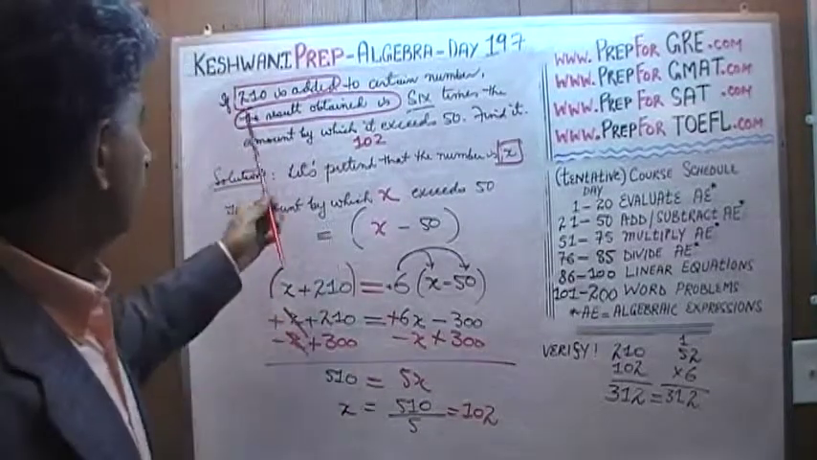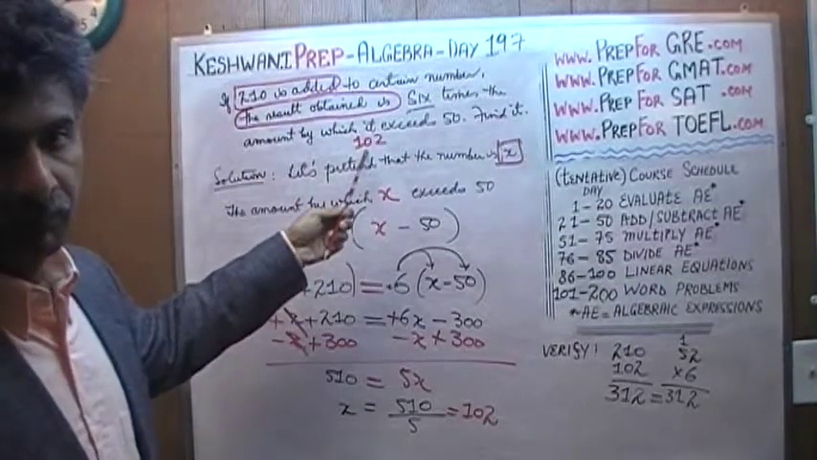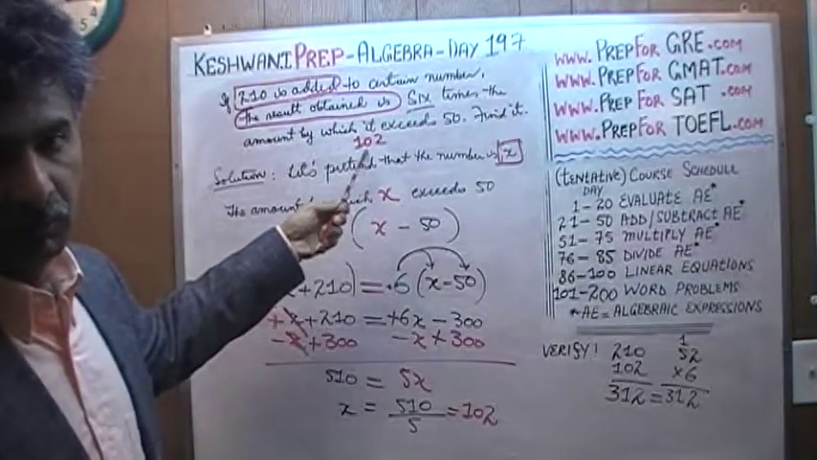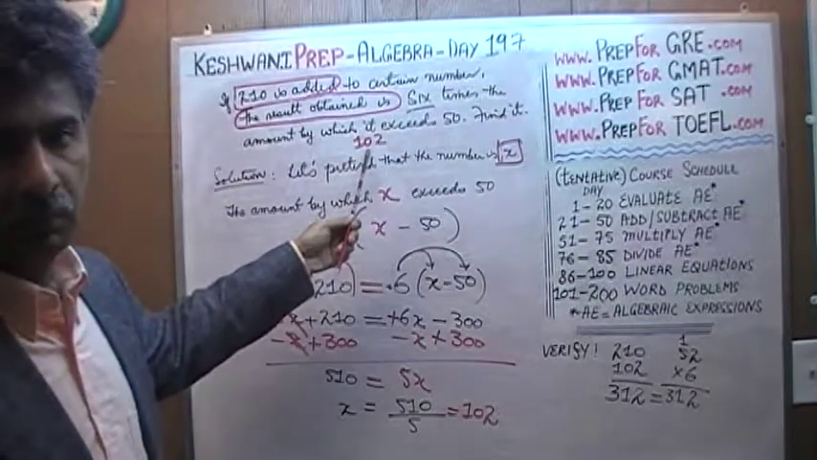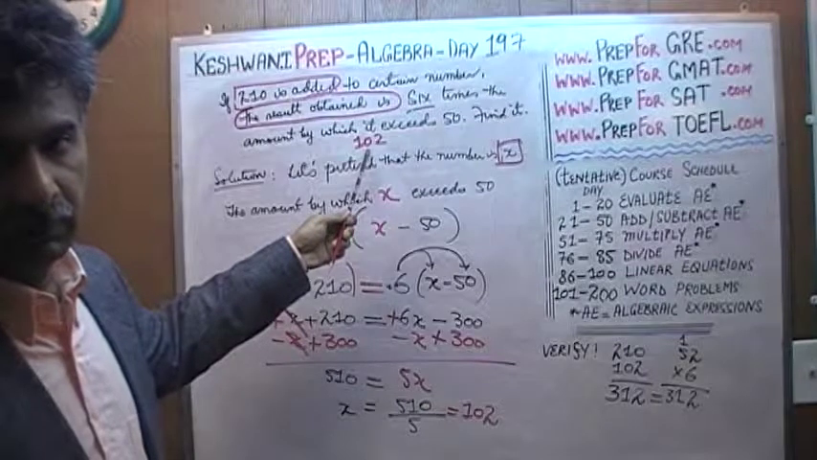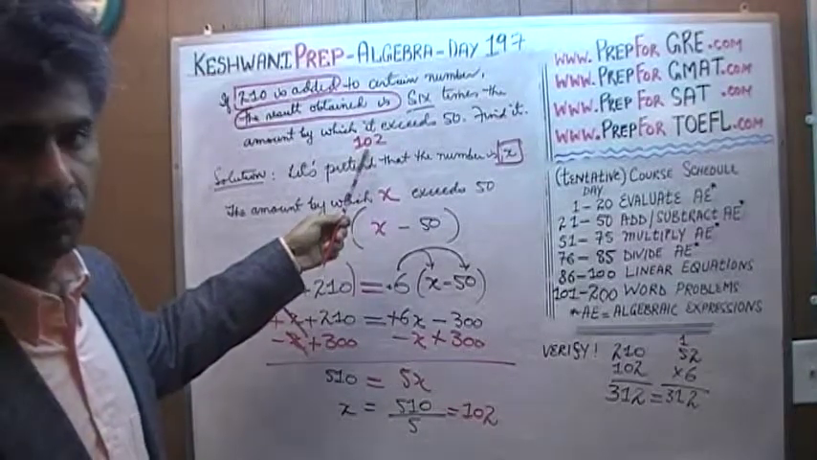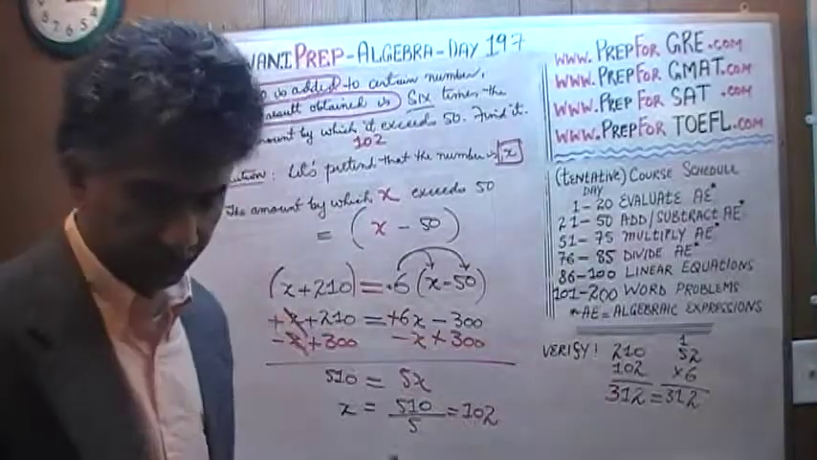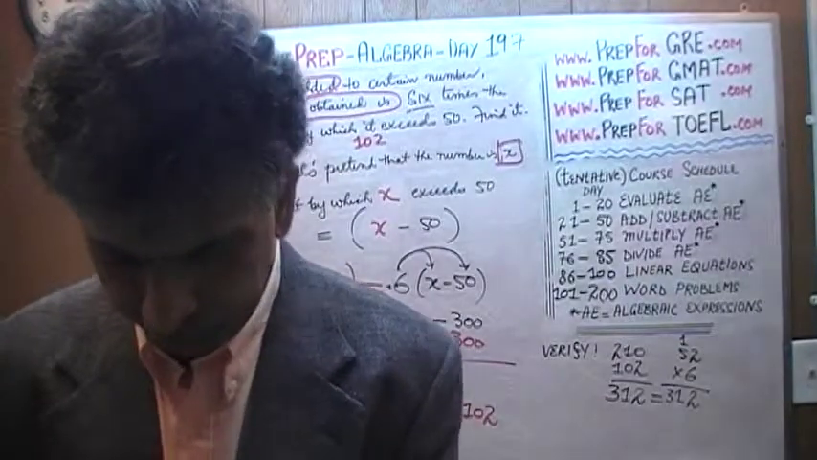The problem told us that if we were to add 210 to this quantity that we were looking for, which we found to be 102, what we will have on our hands is 6 times the amount by which 102 exceeds 50, which is what we just found right there. It makes sense. The answer is in fact correct. That's it, we are done.